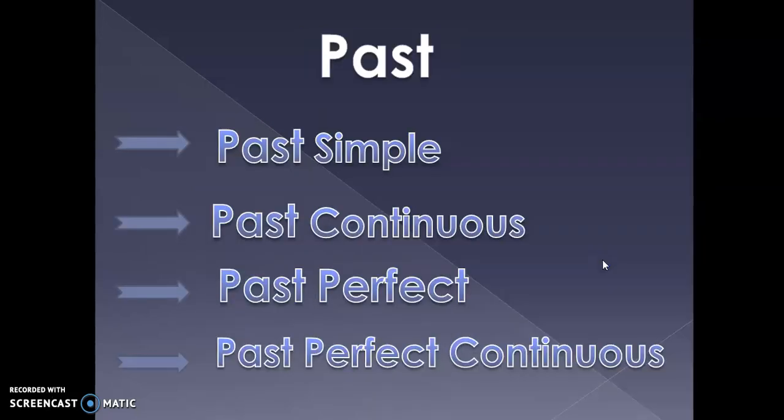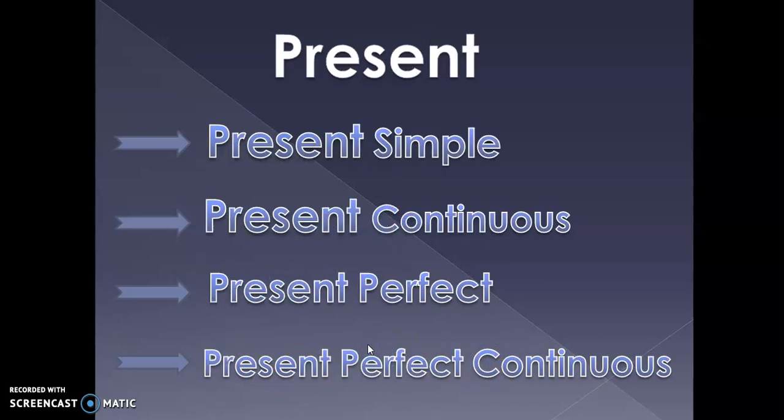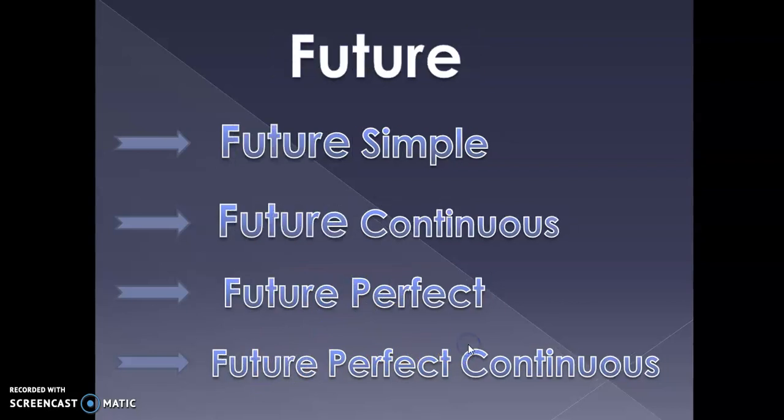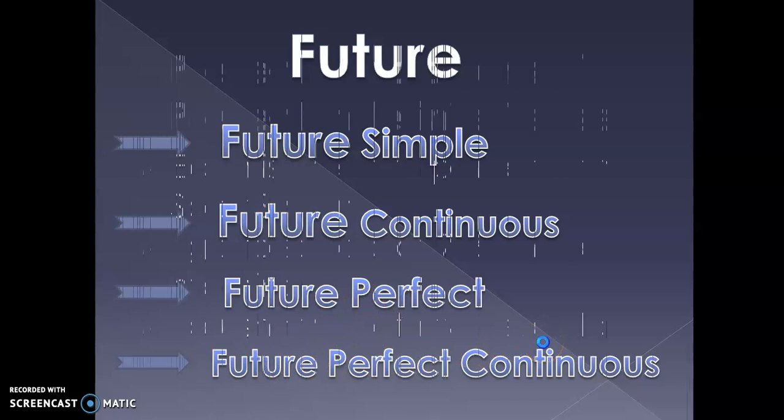Under each umbrella, there are four more classifications: past simple, past continuous, past perfect, and past perfect continuous. Similarly, for present: present simple, present continuous, present perfect, and present perfect continuous. Same goes with future: future simple, future continuous, future perfect continuous.